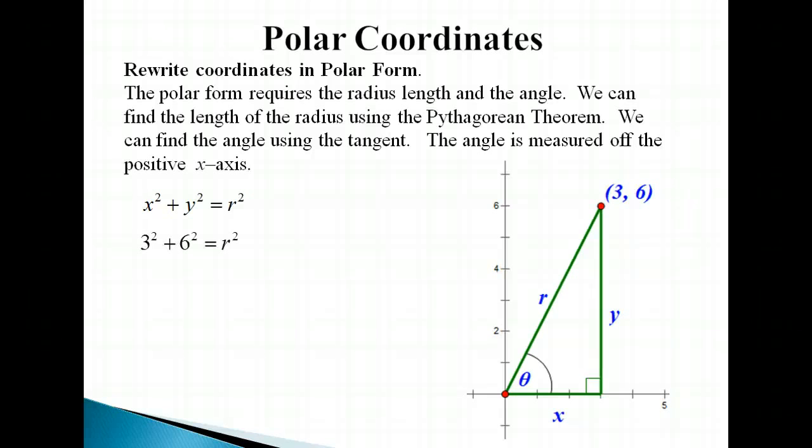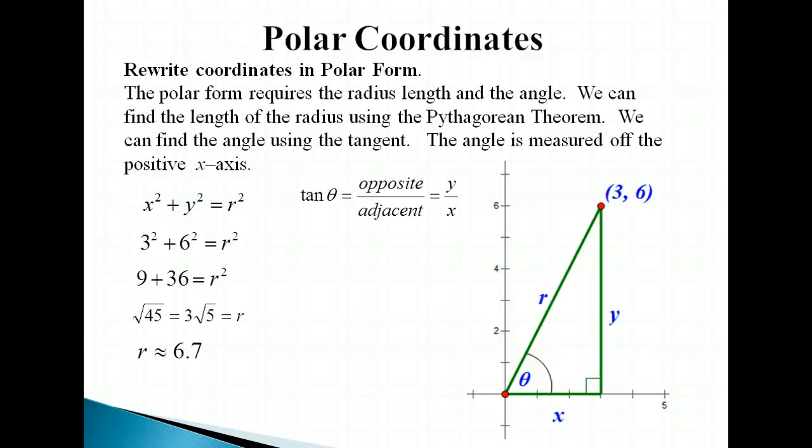So plugging in for x, we have 3 squared, and y is 6, so we have 6 squared. And then simplifying, we get 9 plus 36, which is going to give us 45. So we have the square root of 45, which is 3 square roots of 5, for our radius length. Now what we're going to do is find our angle measure. Remember that the tangent is opposite over adjacent, so that's always going to be y over x. Then we're going to take the inverse tangent of the y, which is 6, over the x, which is 3, so the inverse tangent of 2.